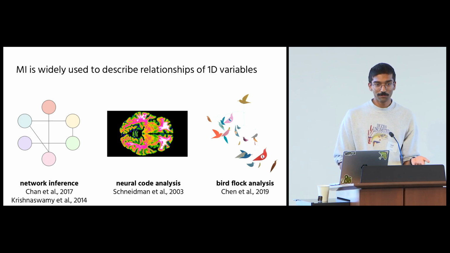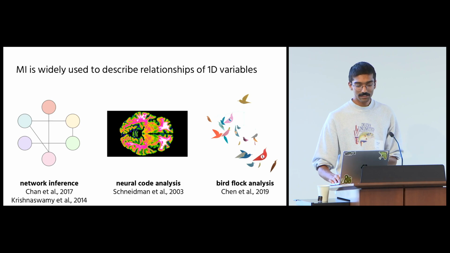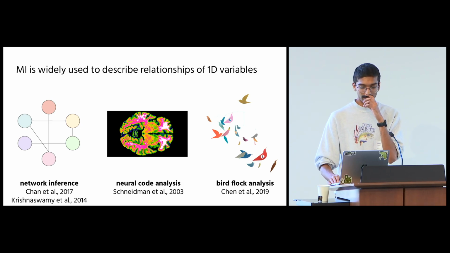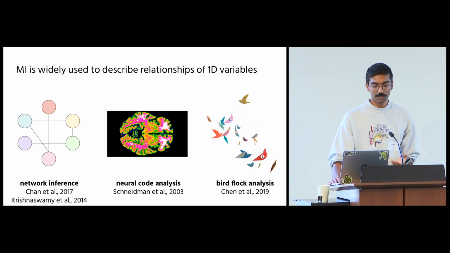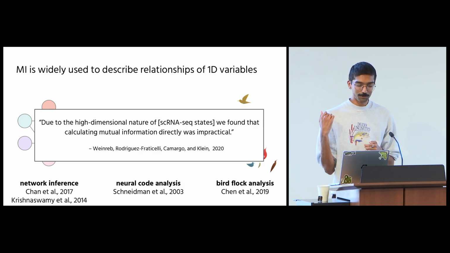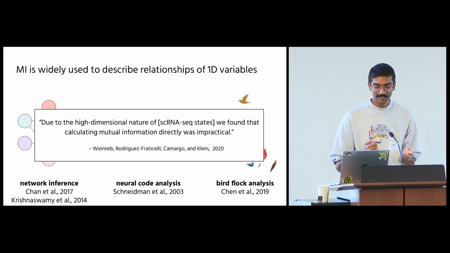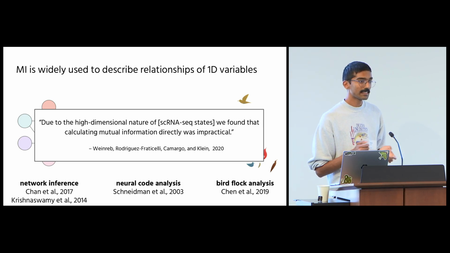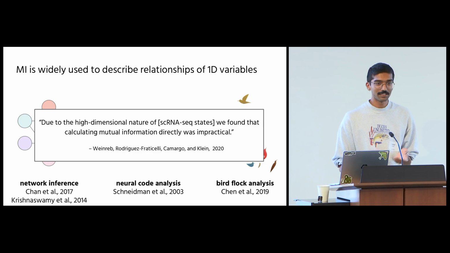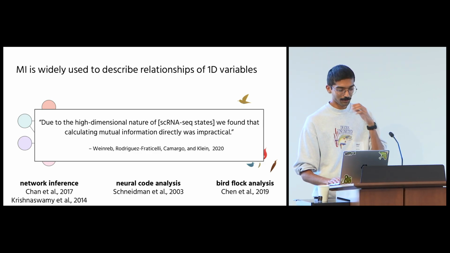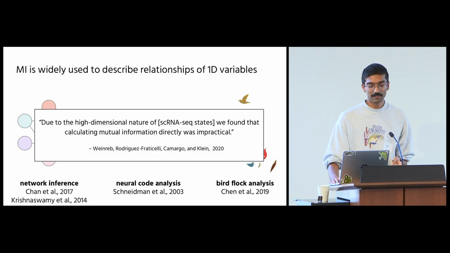I think a big reason for this is a technical limitation, which is that it's super hard to estimate MI for multidimensional variables. So a lot of times this is implicit, right? But it's sometimes written explicitly in papers. So here's one quote from a paper from Allon Klein's lab, which we'll revisit shortly, but it basically says they wanted to estimate MI between single-cell RNA-seq states, but the dimensionality, which is in the thousands, is just way too high, so they couldn't actually do it. And instead they resorted to heuristic methods. We'll revisit this one in a little bit.